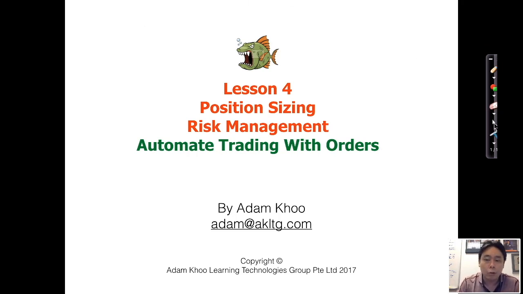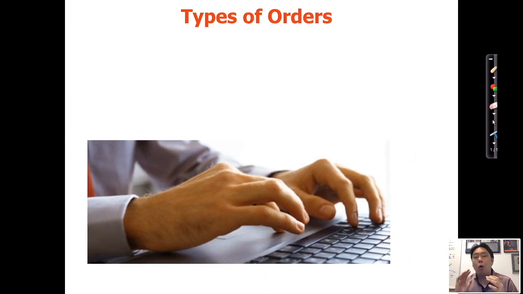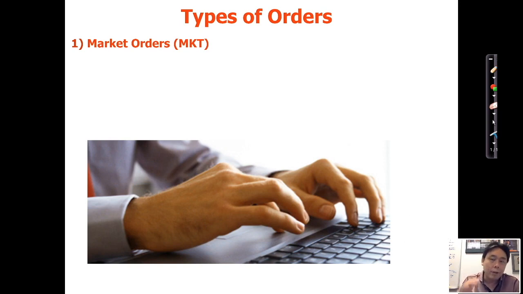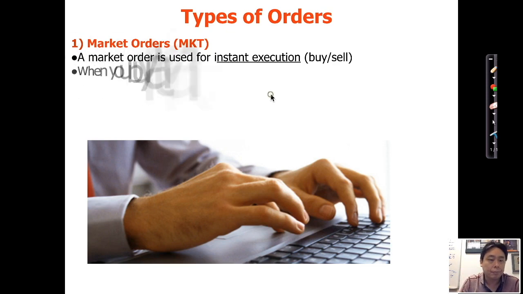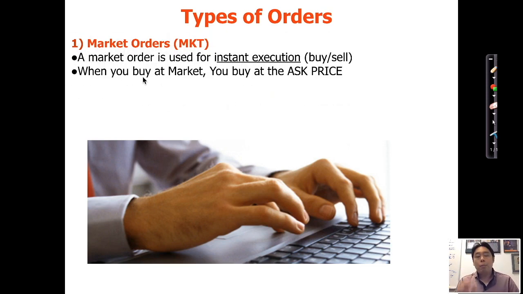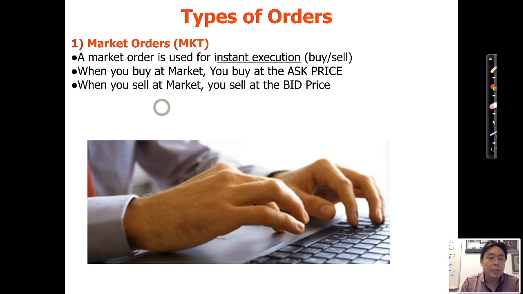So let's take a close look and understand the different kind of orders that we can place with the broker. Okay. So the first kind of order that we can place is known as a market order. So whenever you click the buy or the sell button, you have to specify the kind of order. So if you put in a market order, what it means is that you're instantly executing your buy and sell order at the current market price. So in other words, when you place a buy order at market, you're buying at the ask price. And when you sell at market, you're selling at the bid price.